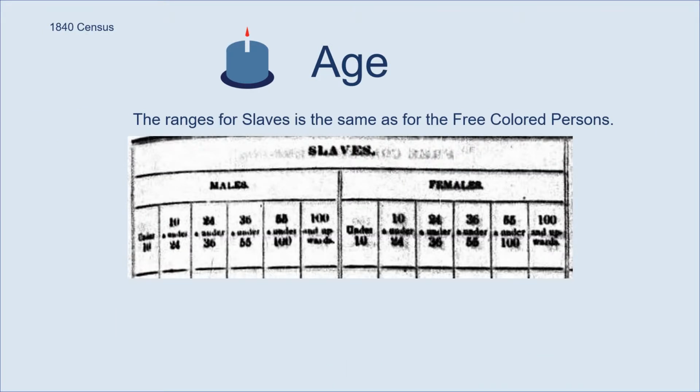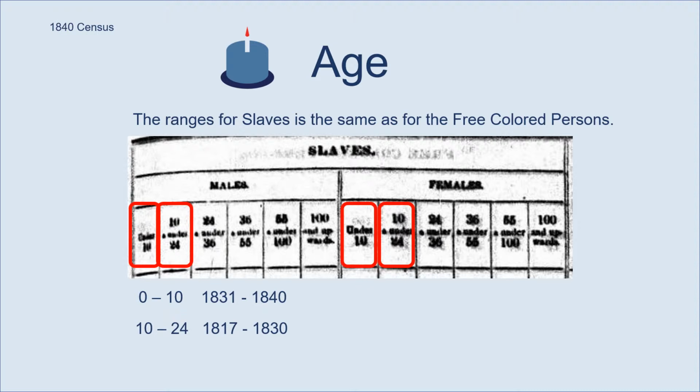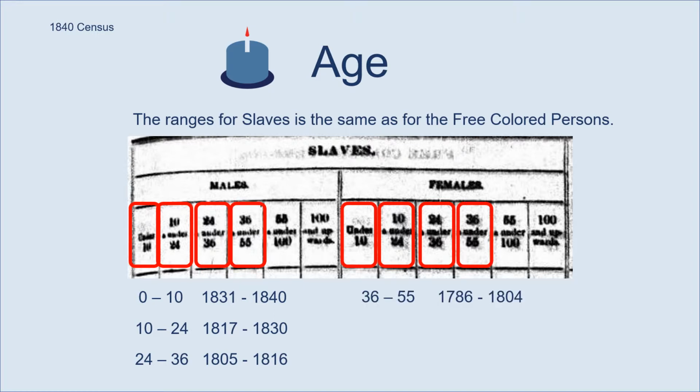The ranges for the slaves are the same as for the free colored persons. 0 to 10, 1831 to 1840. 10 to 24, 1817 to 1830. 24 to 36, 1805 to 1816. 36 to 55, 1786 to 1804. 55 to 100, 1741 to 1785. 100 plus, 1740 and earlier.